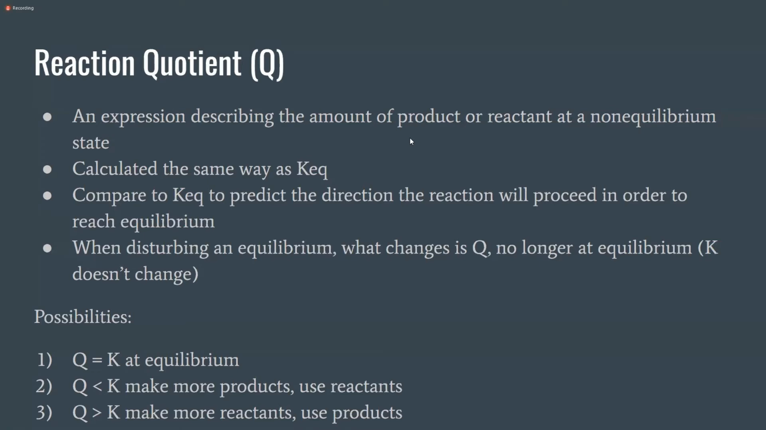And if it's the other way around, if your Q is too big of a number and you want it to be smaller to get to equilibrium, again, what can you do? You have to increase the denominator and decrease the numerator. So you will make more reactants and use more products. And when you disturb an equilibrium, what changes is Q. You're no longer at equilibrium, but the numerical value for K equilibrium will not change. So when you introduce a stress into the system and you see a change, you need to talk about Q and K when you get back to equilibrium.